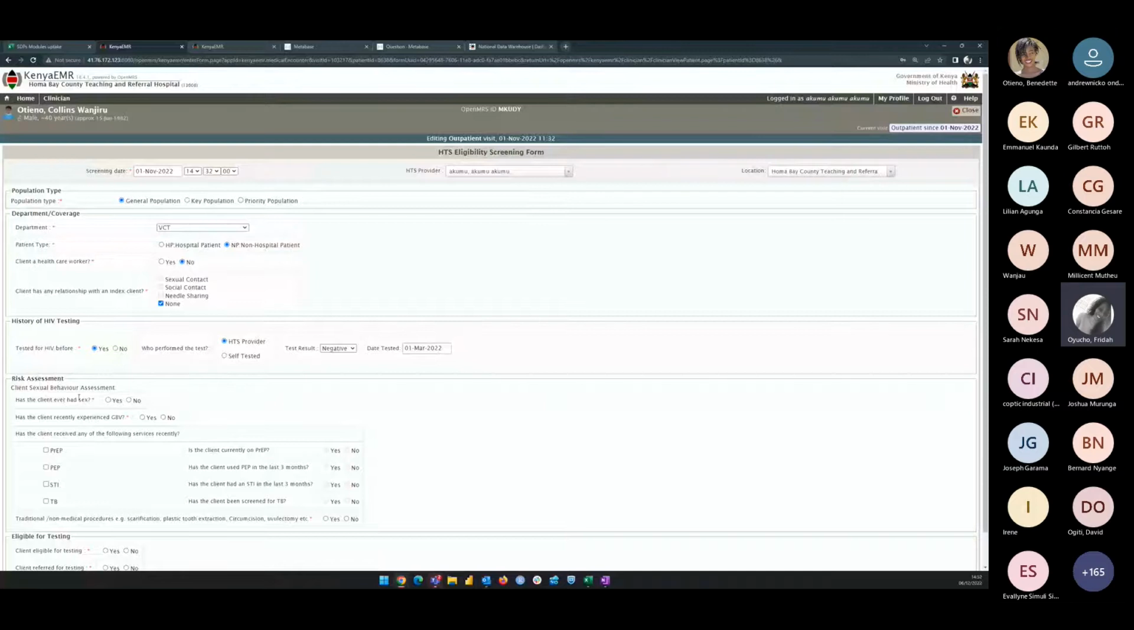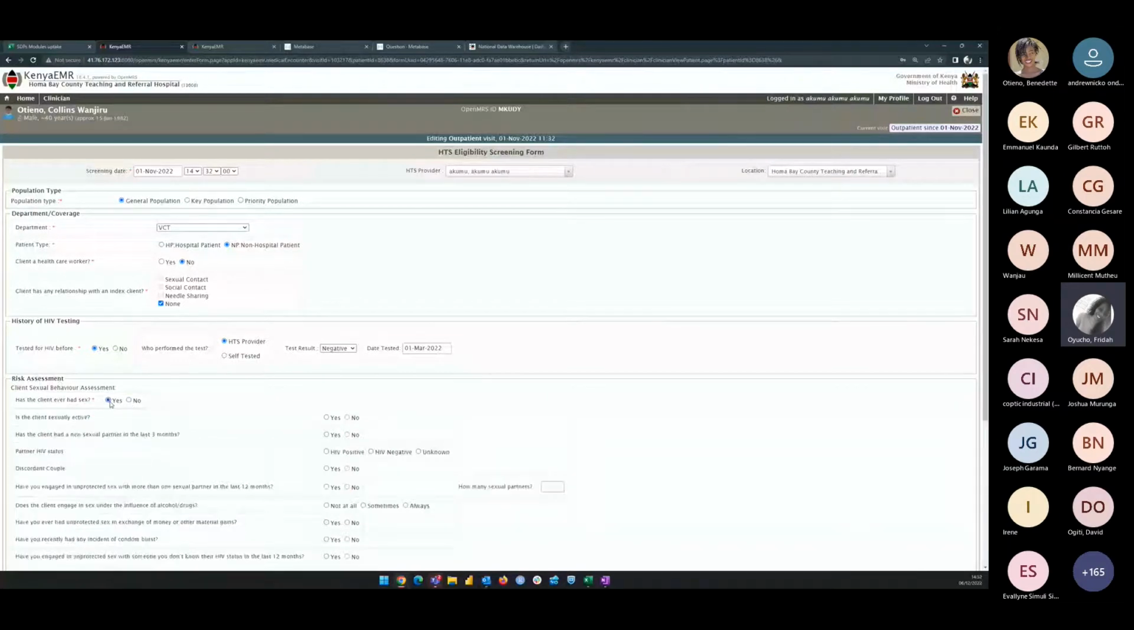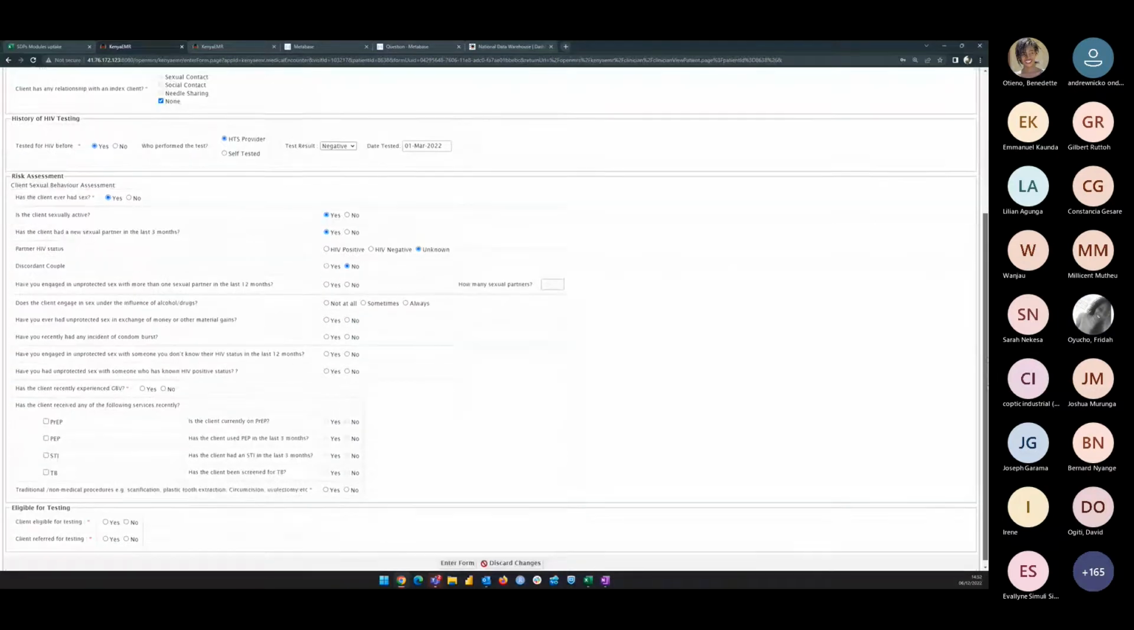So has the client ever had sex? You'll be able to specify, assuming my client has ever had sex. So if they've ever had sex, are they currently sexually active? Assuming yes, has the client had a new sexual partner in the last 3 months? Assuming yes, partner HIV status, assuming it's unknown, then whether the couple is discordant or not, assuming it's no, then let me just put no for the remaining questions.